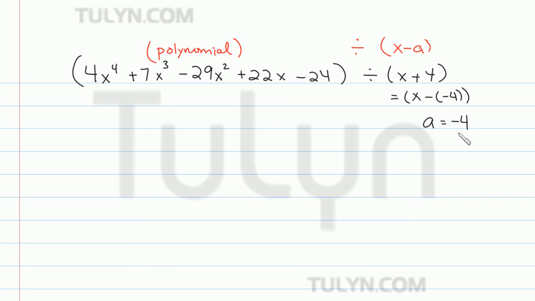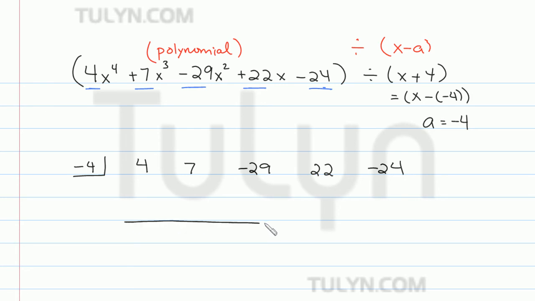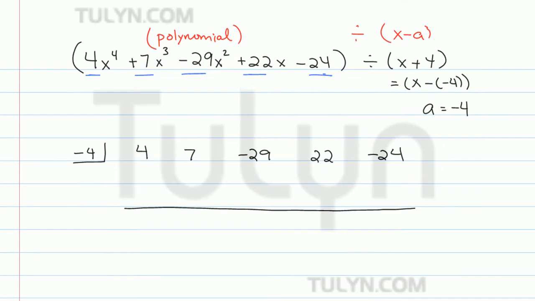So the first thing we want to do is set it up. So what we do is write our a term, negative 4, over on the left, and then next to it in the same row, you want to write the coefficients for that polynomial. So 4, 7, negative 29, 22, and negative 24. Then I want to draw a line, leaving a little bit of space because I'm going to write another row of numbers right under these guys. So now that we've set it up, we're ready to start our synthetic division.